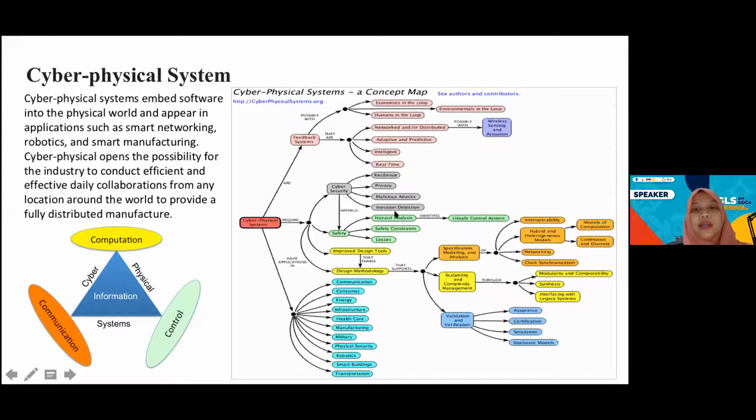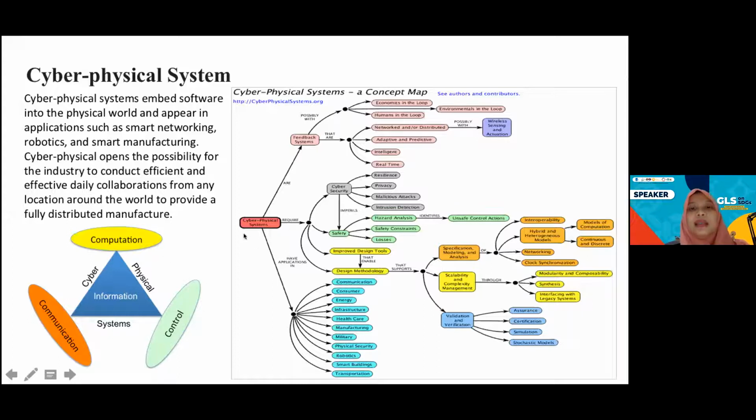So cybersecurity is also an important thing in cyber physical systems. Also safety, hazard analysis, safety constraints, and data loss. And what are the applications of cyber physical systems? We have applications like communication, consumer, energy, infrastructure, healthcare, manufacturing, military, and many more. So the cyber physical system can be applied in many fields.